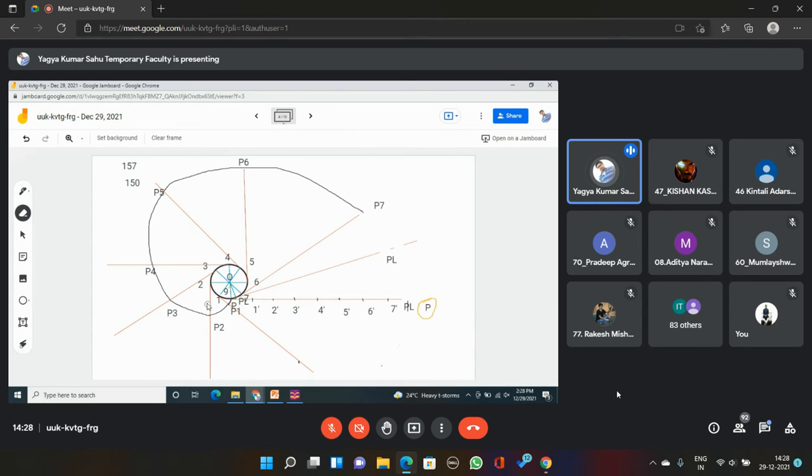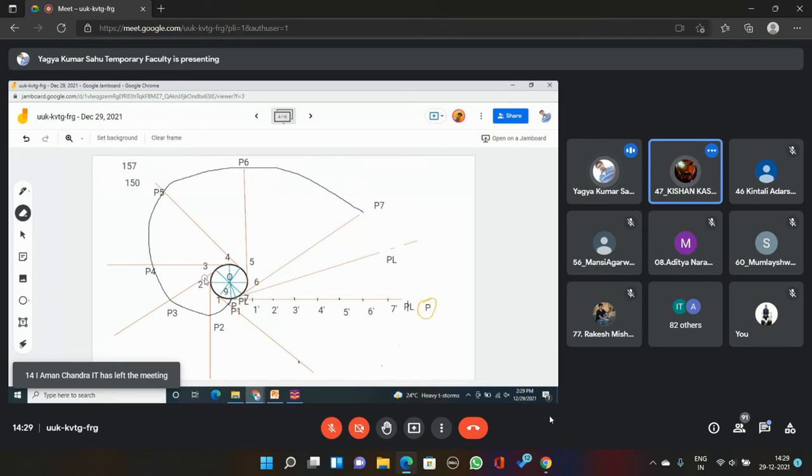Means the arc length 1, 2: what is the angle for arc length 1, 2? That is 45. For arc length 2, 3, 45. Arc length 3, 4, 45. The angle subtended by these arcs at center O, is it 45 or not? Yes. 360 divided by 8 is 45. Now find out the arc.